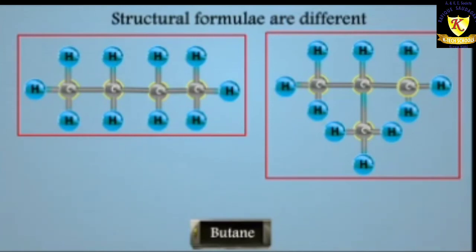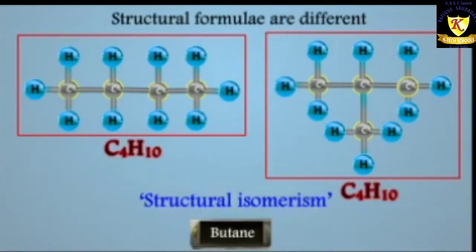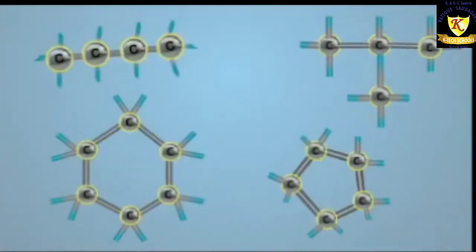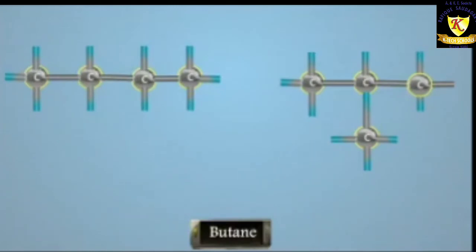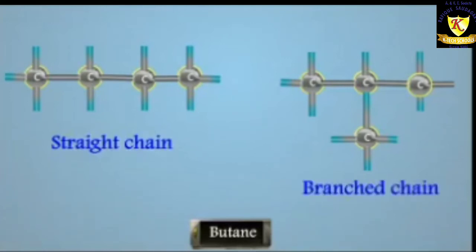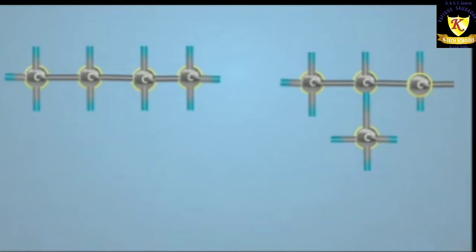The phenomenon in which compounds having different structural formulae have the same molecular formula is called structural isomerism. The number of carbon compounds increases further due to isomerism observed in carbon compounds. The carbon chain 1 is a straight chain of carbon atoms, whereas the carbon chain 2 is a branch chain of carbon atoms.